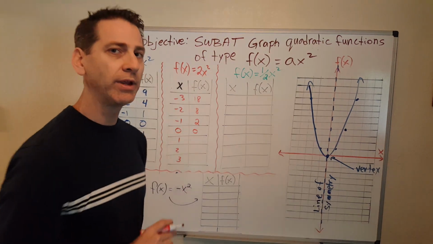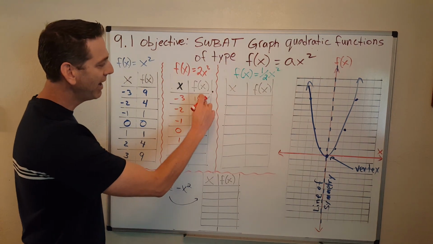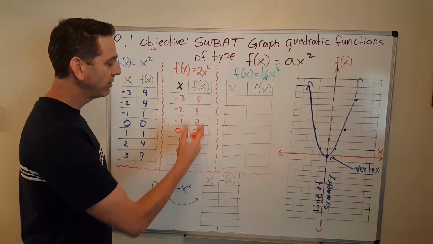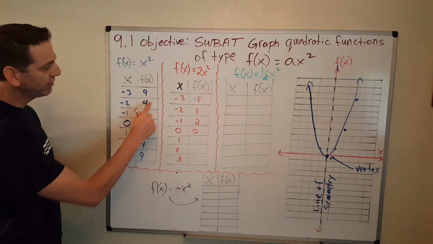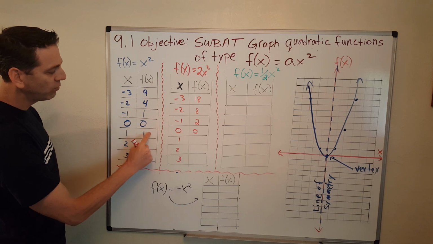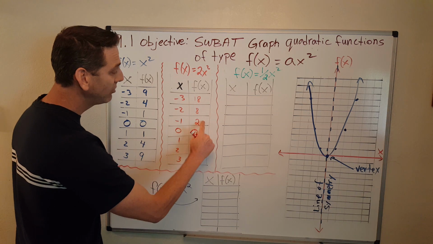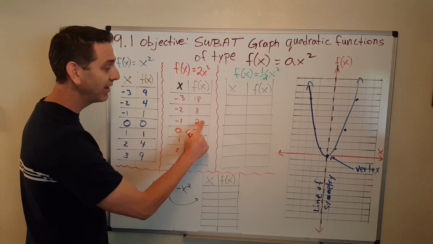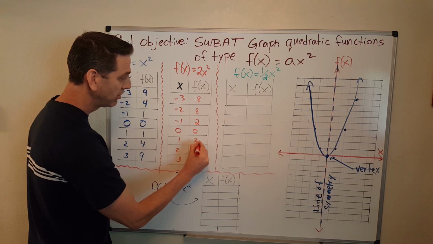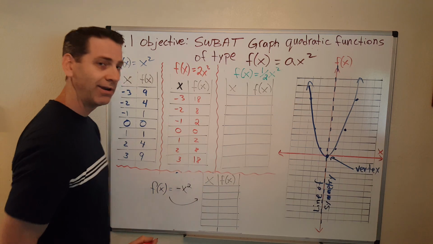And here's a little trick that will help you save time. Once you have these 4, you can fill in the next 3 without doing any math. Did you notice how this was 9, 4, 1, 0 and then 1, 4, 9? Here it's 18, 8, 2, 0. What do you think this number is going to be? It's going to be the same as that number: 2, 8, 18.